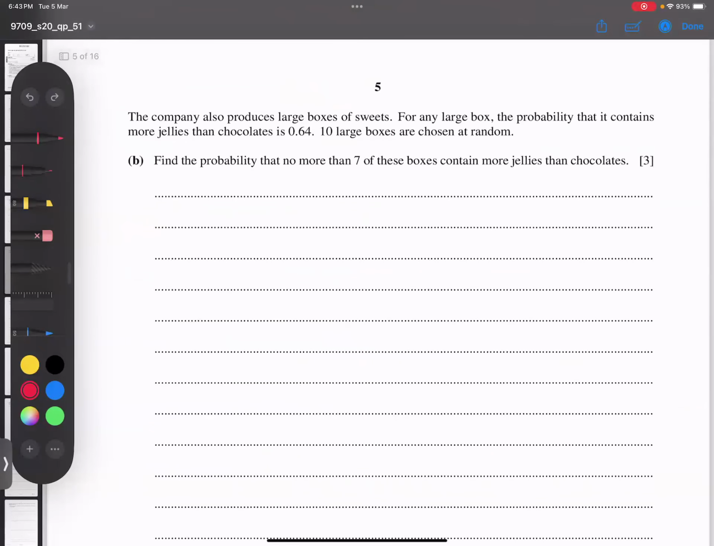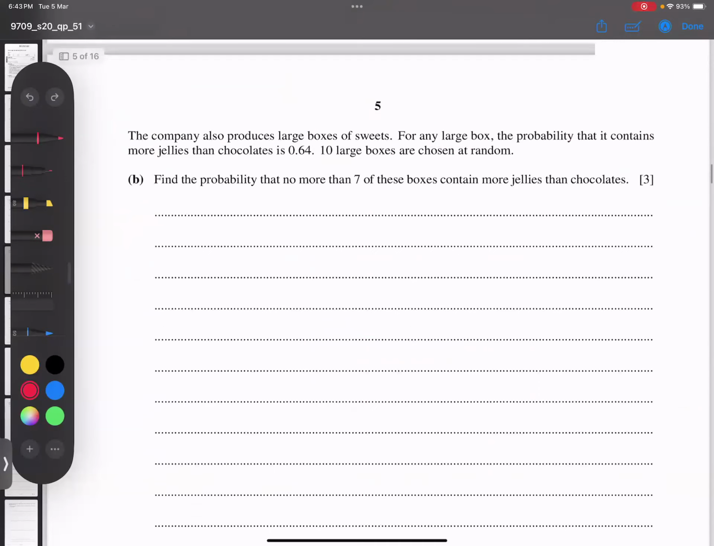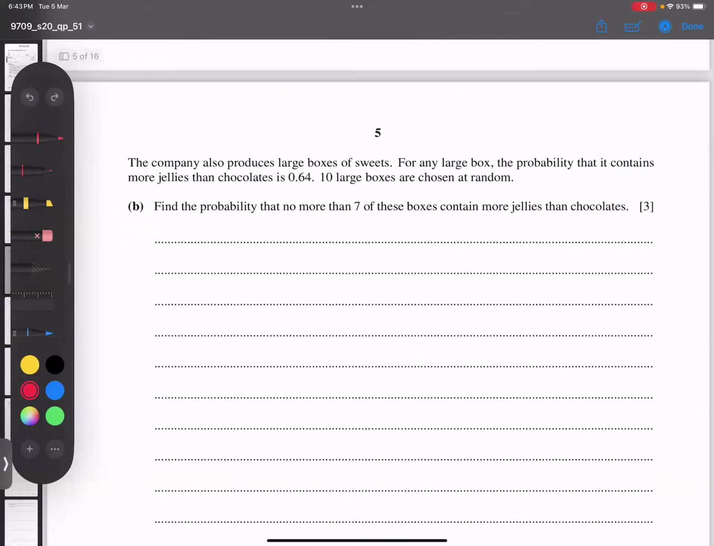The company also produces large boxes of the sweet. Previously he said small box, but he has now said large boxes. For any large box, the probability it contains more jellies than chocolates is 0.64. So it means jellies are more. He said that jellies are more than chocolates, so the probability that jellies are more than chocolate is 0.64.